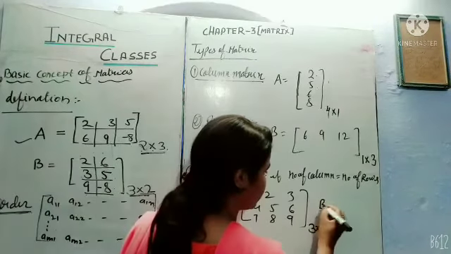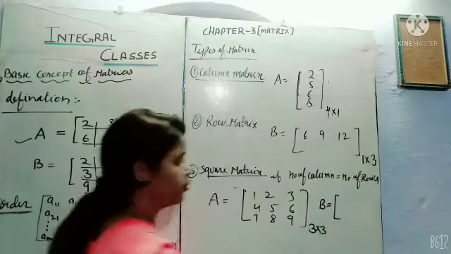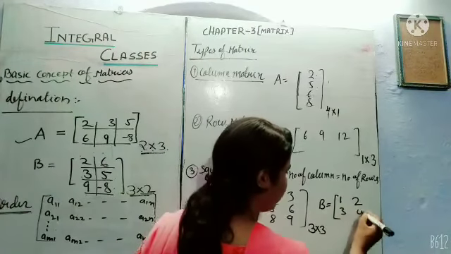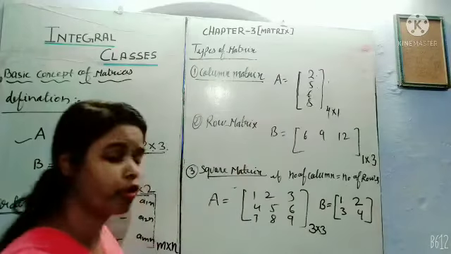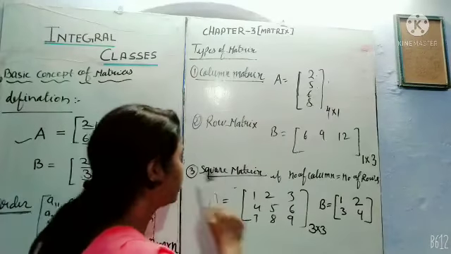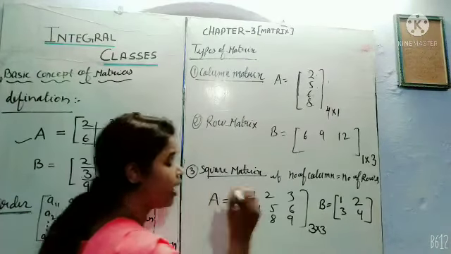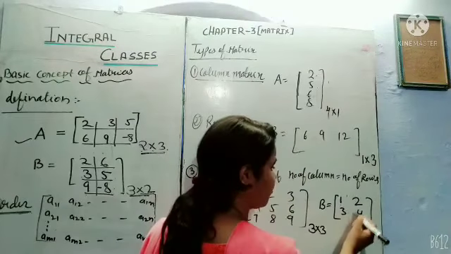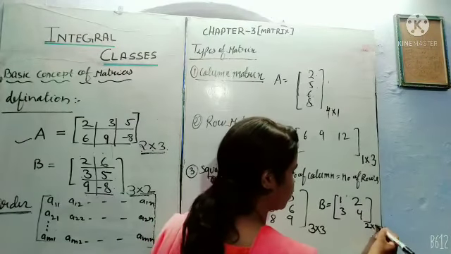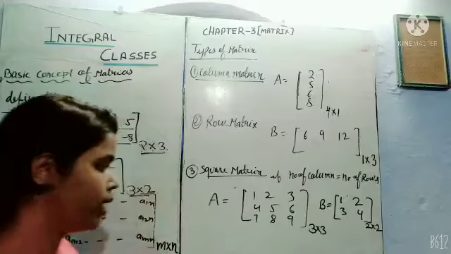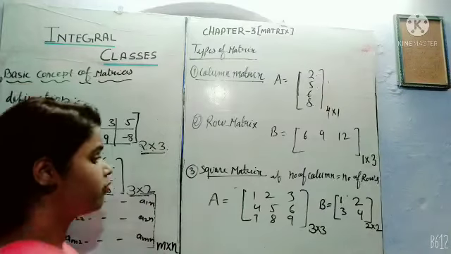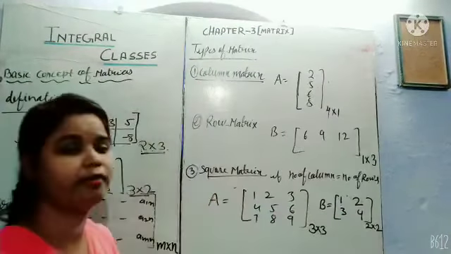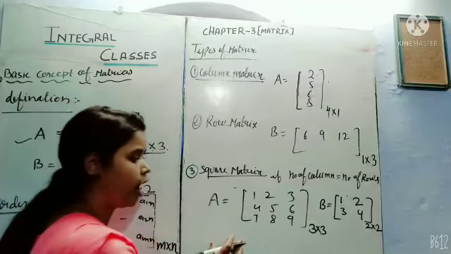Now we will consider another matrix also. Suppose 1, 2, 3, 4. It is also a square matrix. Why? How many rows here? 1, 2. How many columns? 1, 2. So 2 into 2 is the order of this matrix. So students, if the number of columns and the number of rows are equal, then the matrix is called a square matrix.